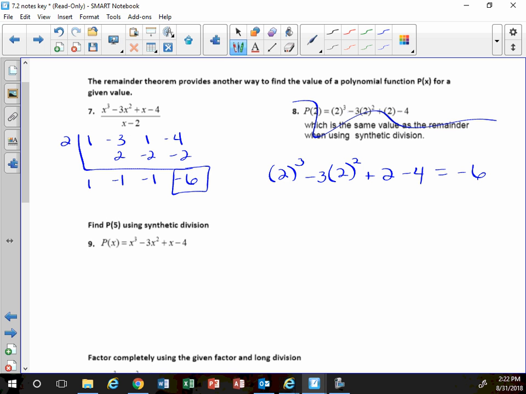If you look at the next one, number 9, it says find p of 5 using synthetic division. That means find the remainder when 5 is what you're dividing by. I said with synthetic division, so do you think I want to see some synthetic division? Yes. I don't just want to see you plug the 5 in. You'll get the same answer both ways, but you've got to do what the question asks. On a test, you should follow the directions of the question. Yes, definitely do what it says.